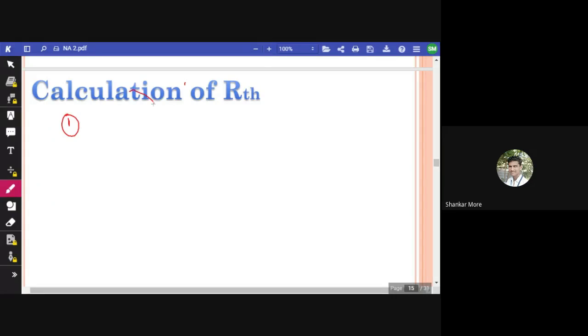First type is when the circuit contains independent sources only.